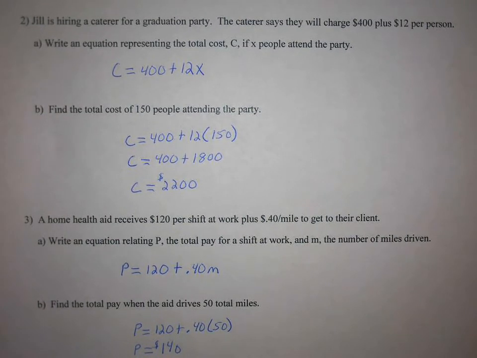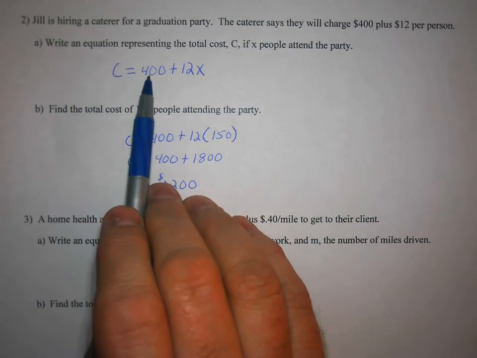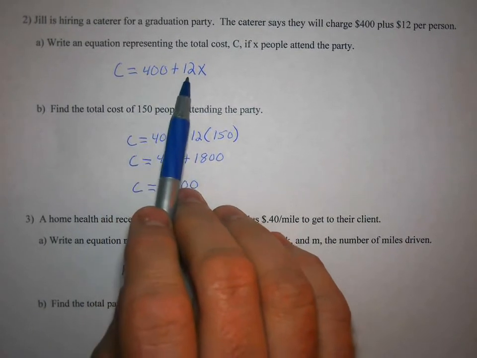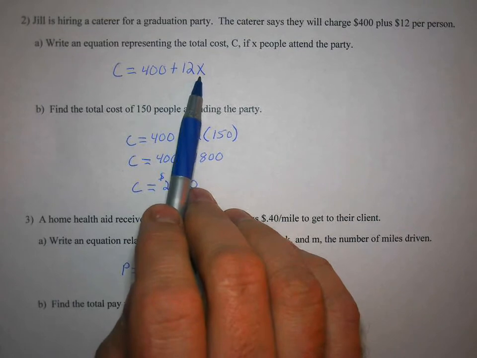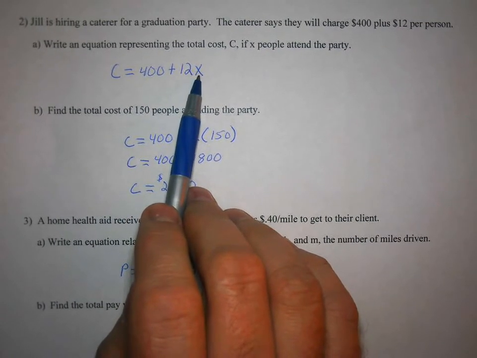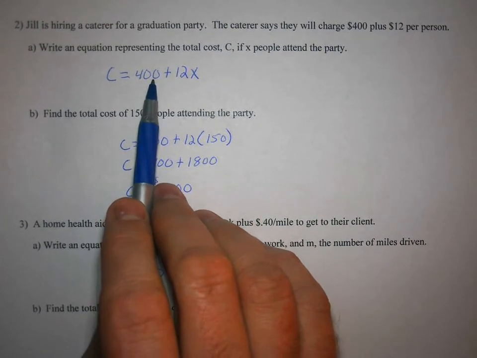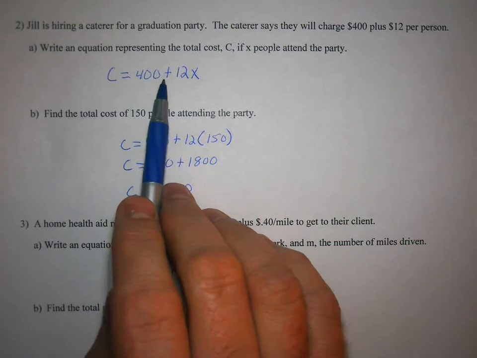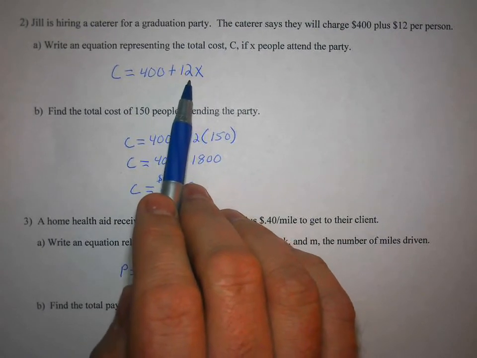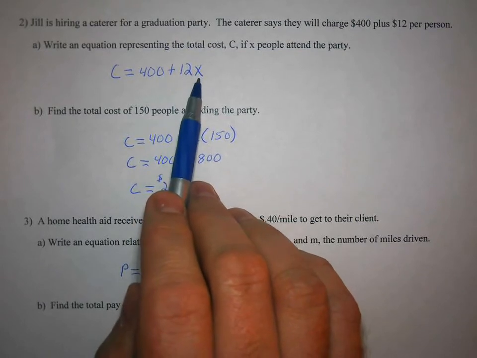Okay, so number 2, the caterer is charging $400 plus $12 per person. So the total cost is starting at $400 and adding $12 for every person. So if one person attends, so it's only you there, that'd be my party, the total cost is $400 plus $12 once. If 2 people show up, you have $400 plus $12 twice, and so on.